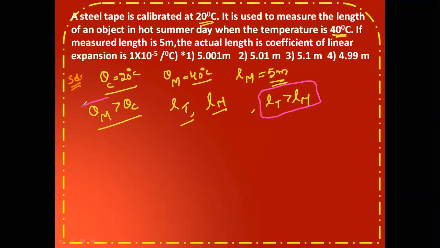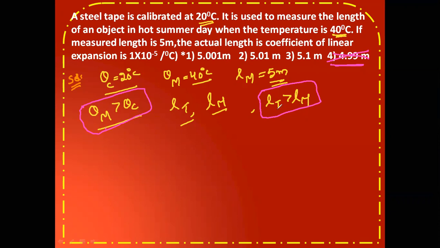Already I explained the logic behind this. Why should the true value be greater than the measured value? Based on this concept, we can say the fourth option is 100% wrong. While doing this type of problem, when the measured temperature is greater than the calibrated temperature, the true value should be greater than the measured value.